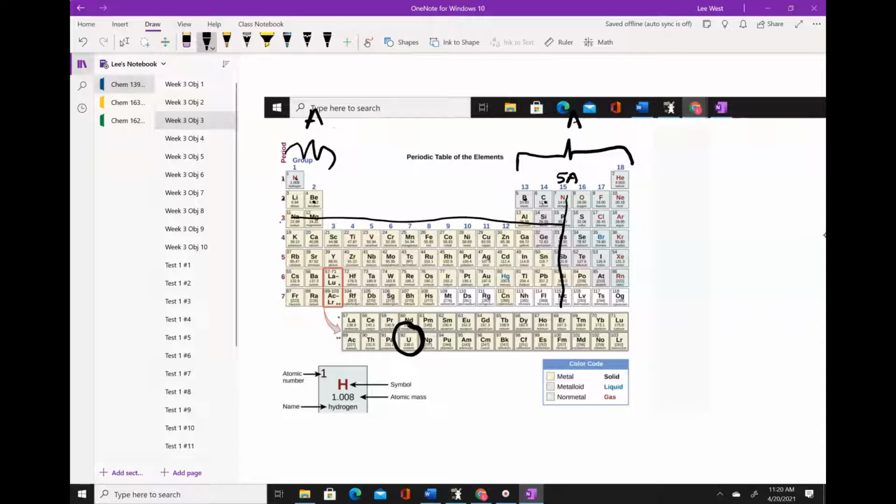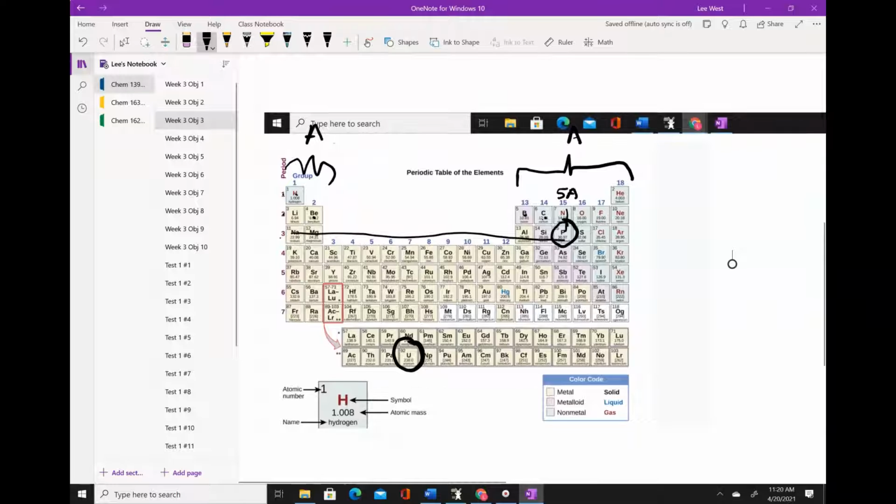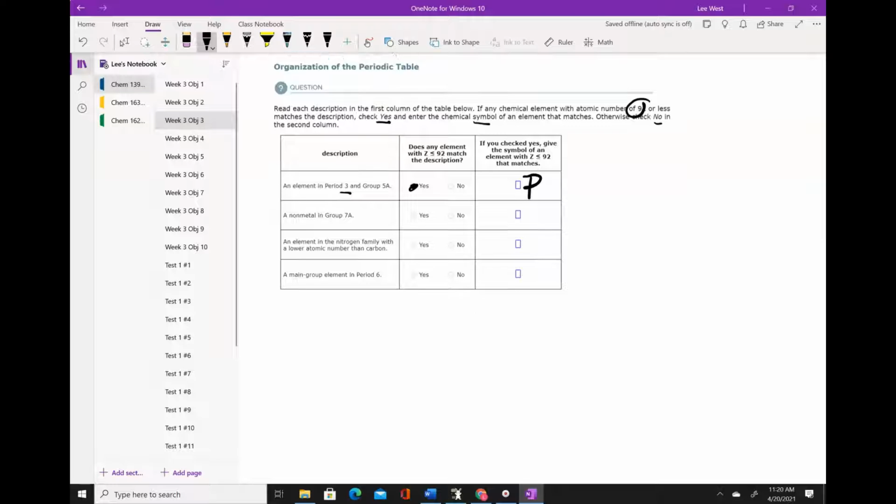Group 5A, period 3, and are there any elements that are less than 92? Well, it looks like there's a bunch, doesn't it? Or it looks like there's at least one. It looks like there's one. Sorry, not a bunch, but it's going to be phosphorus, which is 15, right? 15 is clearly less than 92. So P for phosphorus. So yes, and then uppercase P.